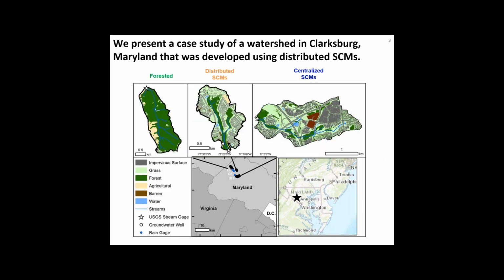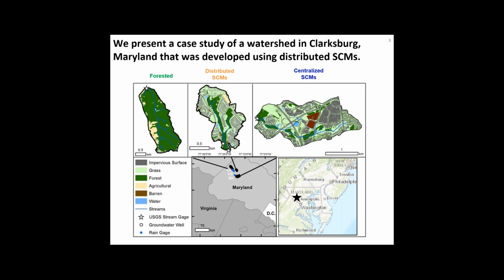So what I'm going to talk about today, and Aditi is going to talk about, is a project that we've been working on looking at a case study from Clarksburg, Maryland. This is an area located just northwest of Washington, D.C. You can see on the map here, the star shows approximately where Clarksburg is. Within that area, we have three study watersheds that we're going to talk about today. One is a forested reference watershed, and then there are two urban watersheds. One has distributed stormwater control and one has centralized stormwater management.